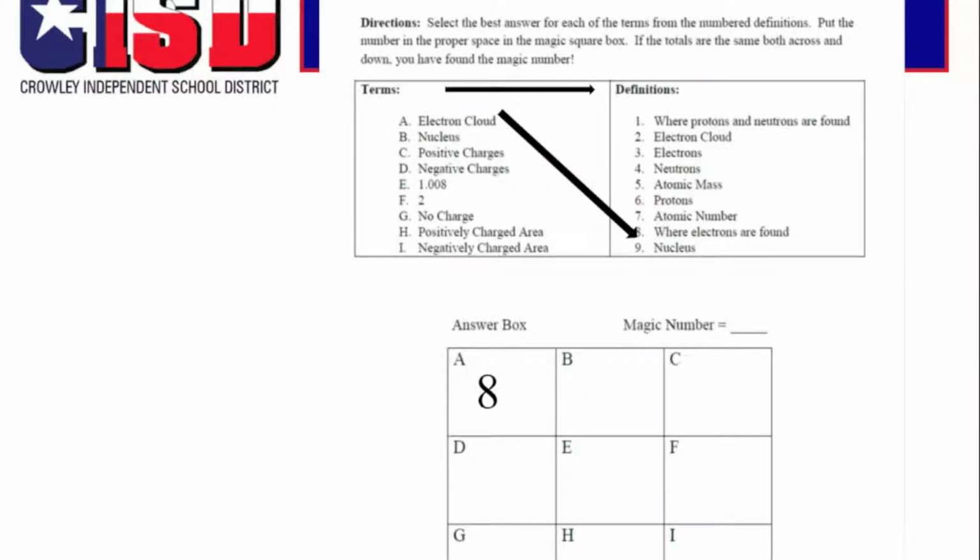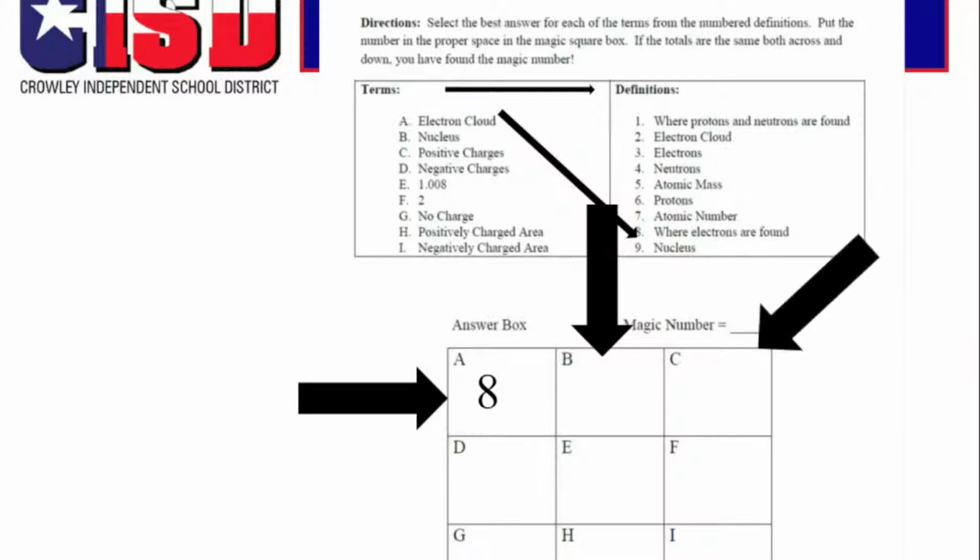Once the box is completely filled in, students will add across, down, and diagonally. All the sums should equal the same number. Students will know if any of their answers have been incorrectly placed if the sums do not equal each other. Teachers can use any number of squares for the puzzle.